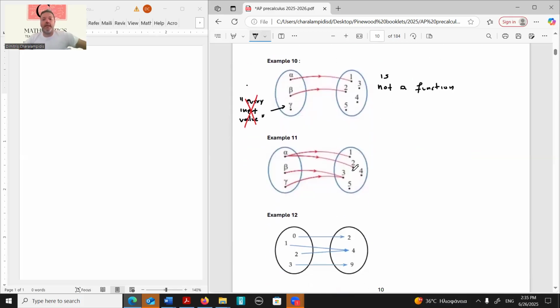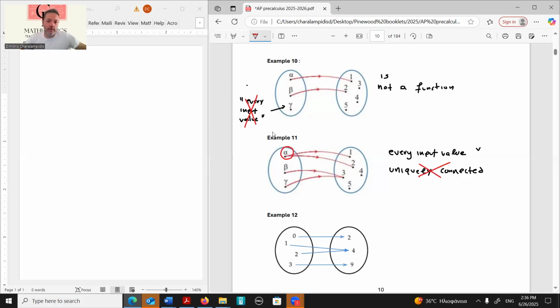Let's move to example 11. Again, we have A, B, and C in the domain, and then we have numbers 1, 2, 3, 4, and 5 in the range. Every input value: is this condition met? Yes. A is connected, B is connected, and C is somehow connected. Uniquely, however, connected. Does this apply here? Well, this thing doesn't.